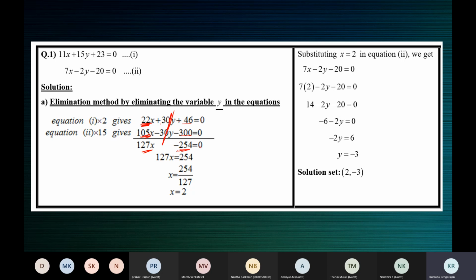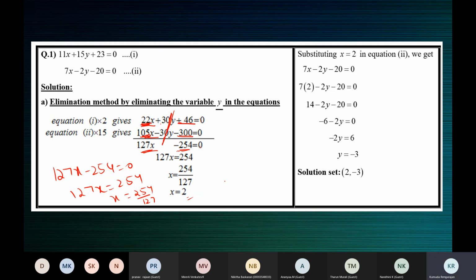0 plus 0 is 0. Just do whatever the sign says. See, plus 46 minus 300. Different signs: subtract and put the sign of the greater number. Here it is 22x plus 105x, 127x. Now how do you solve this? 127x minus 254 is equal to 0. 127x is equal to 254. x is equal to 254 divided by 127. x is equal to 2.